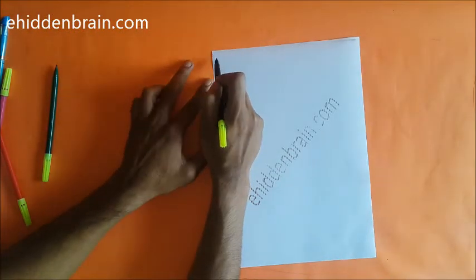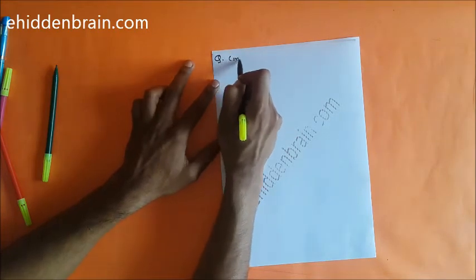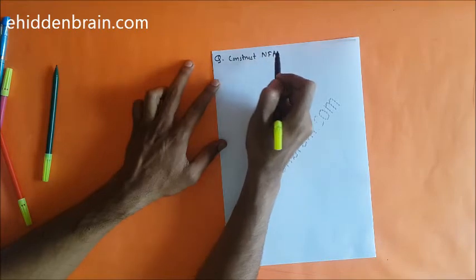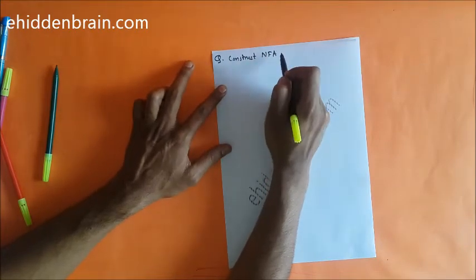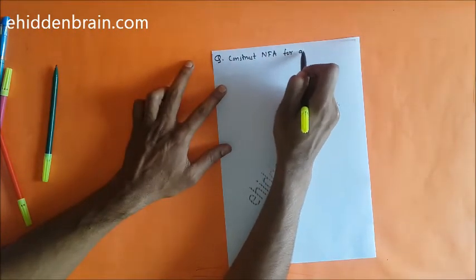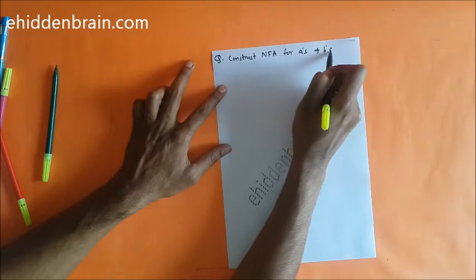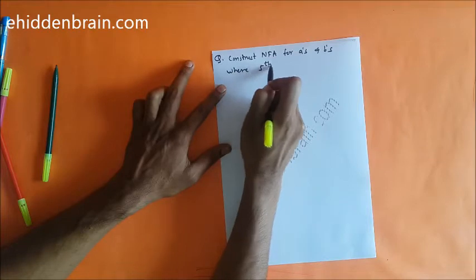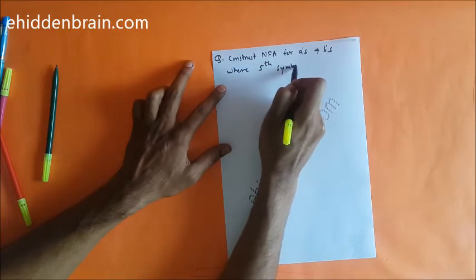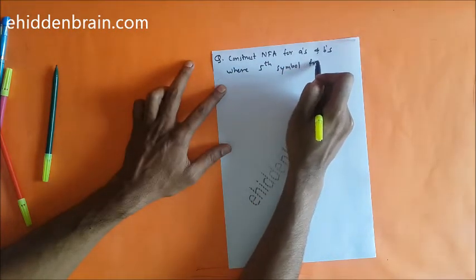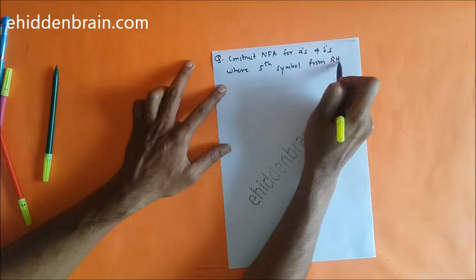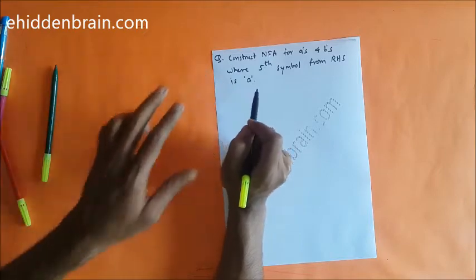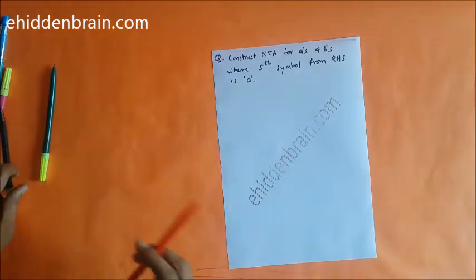Today we'll see a question on NFA, and the question says: construct an NFA that accepts strings of A's and B's where the fifth symbol from the right hand side is A. Okay, so this is the question. Now let's try to answer this.